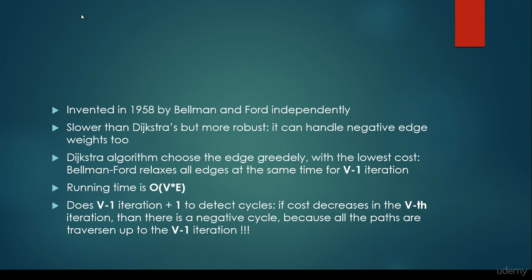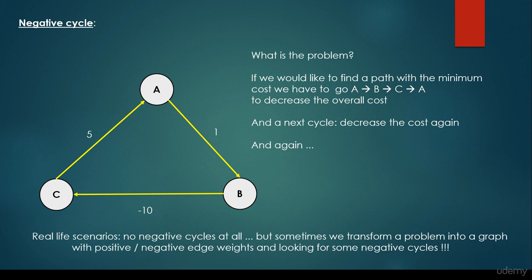If the cost decreases in the Vth iteration, then there is a negative cycle. We can know it for sure because all the paths are traversed up to the V-1 iteration. So we are sure that if we make another iteration and the total cost decreases, there's a negative cycle. So just to be clear, what is a negative cycle?